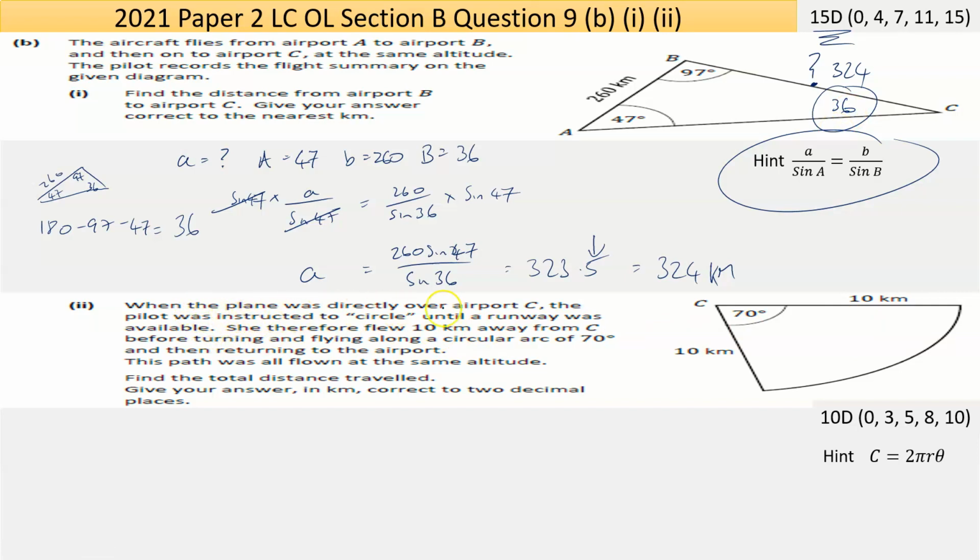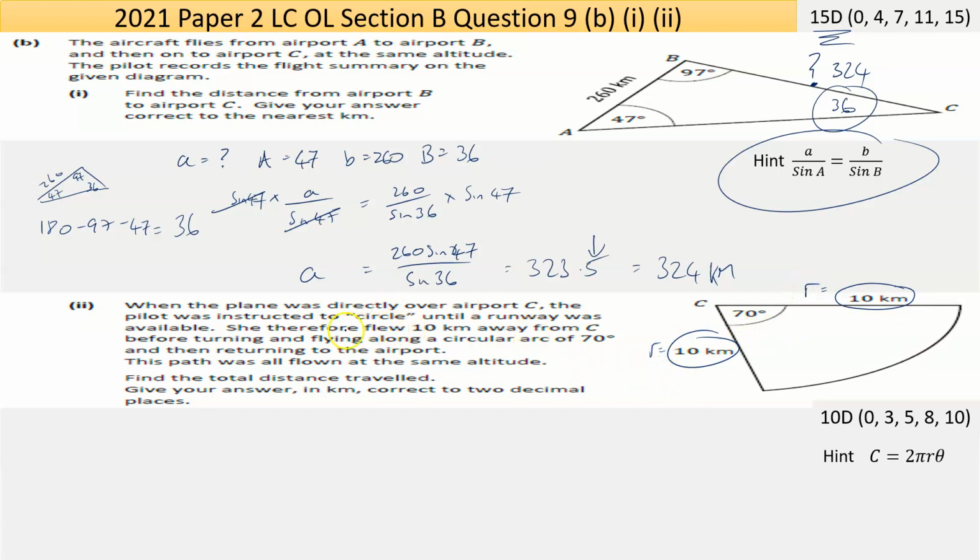Now, when the plane was directly over Airport C, the pilot was instructed to circle until a runway was available. She therefore flew 10 kilometers away from C. Okay, so that's the airport. She went 10 kilometers. Now, this diagram's skewed. If you look at it, there's something special going on here. That's the radius.